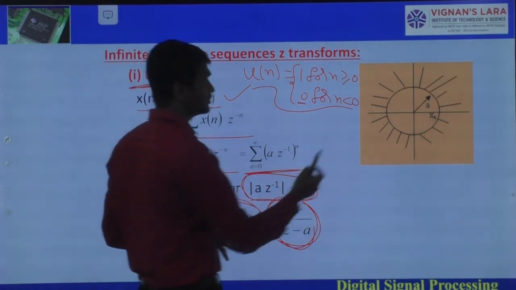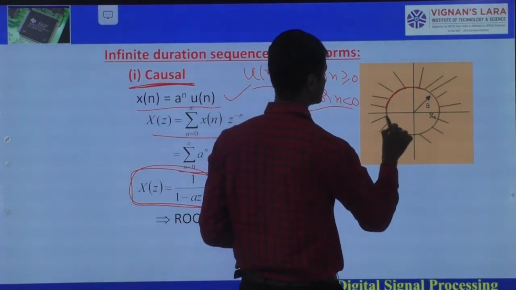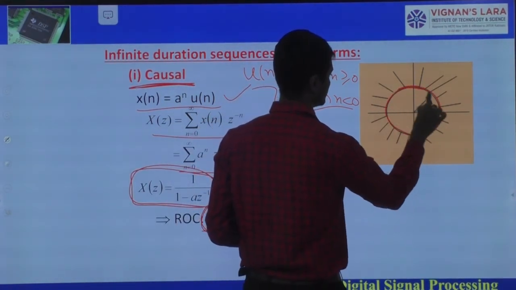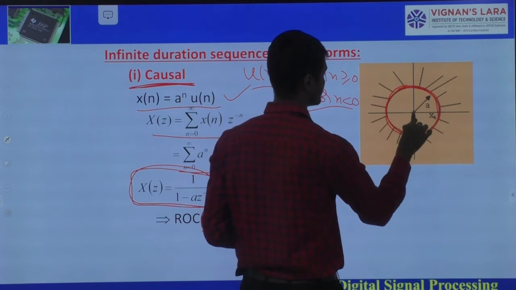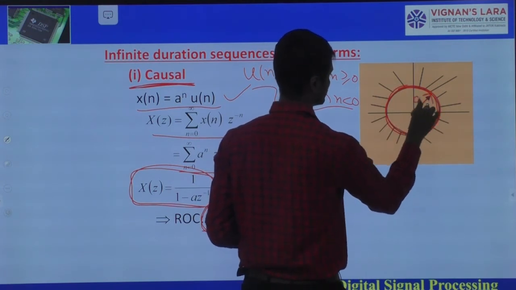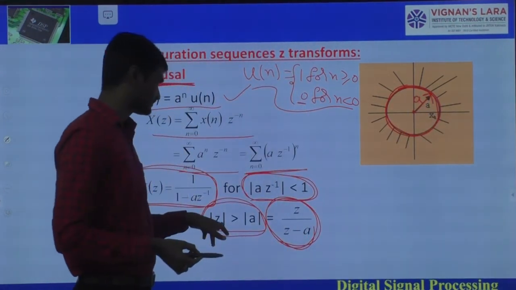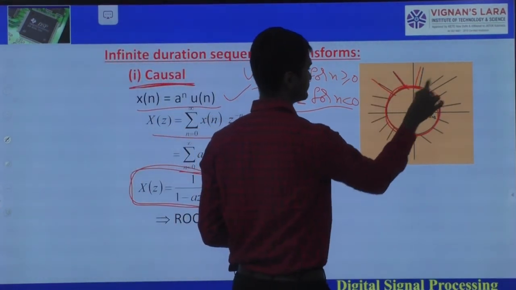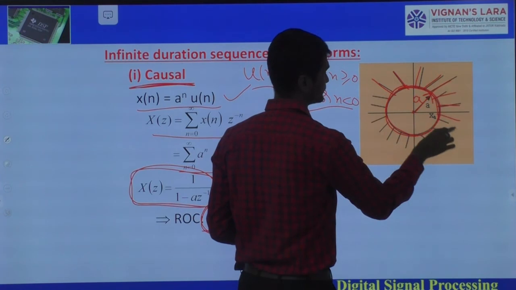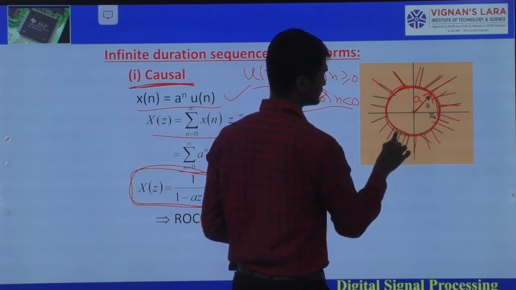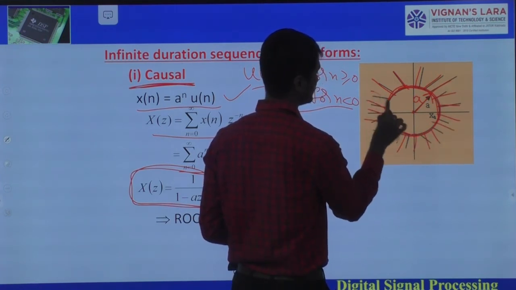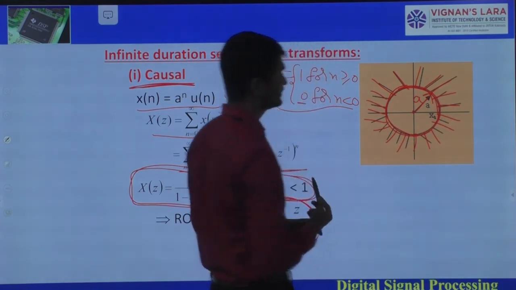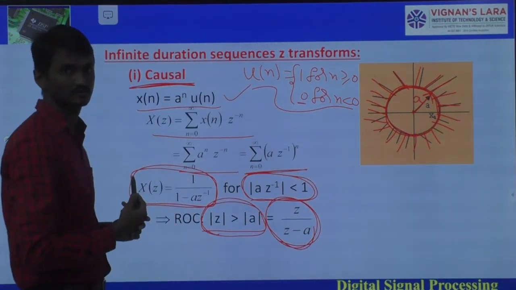So we have to draw the ROC here. This is a circle with radius a. So the ROC is greater than a. Greater than a means this is the ROC for the given causal sequence, that is x of n equals a power n into u of n. Okay, that is the ROC, right?